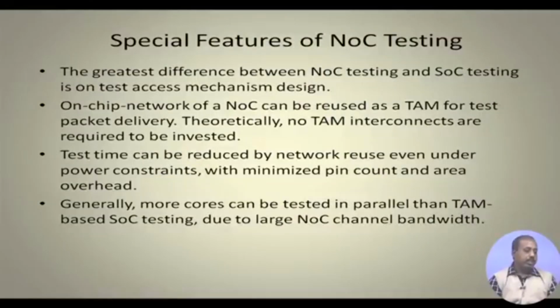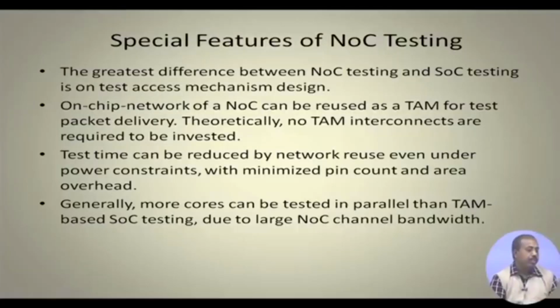NOC, we can utilize the on chip network itself. So, there already a network is existing through which I can possibly reach any of the cores without going into other ones. So, by traversing through this router network, I can reach any of the cores in the system. So, this on chip network of the NOC can be reused as a TAM for test packet delivery, and theoretically no TAM interconnects are required to be invested.